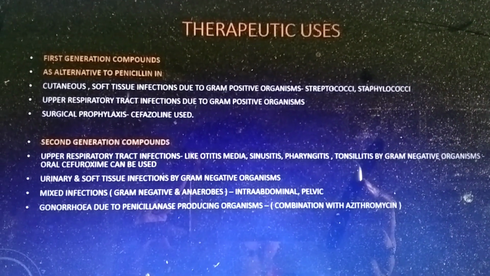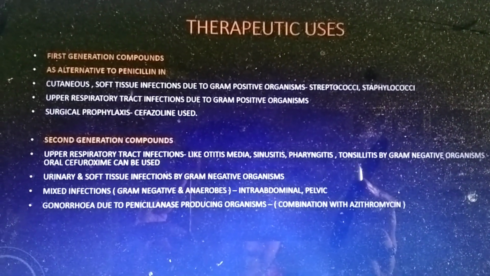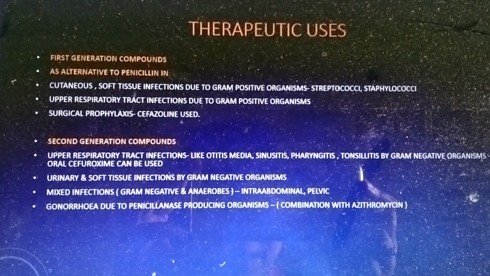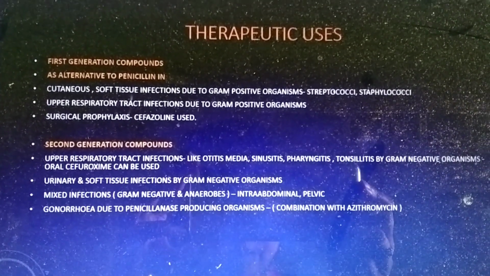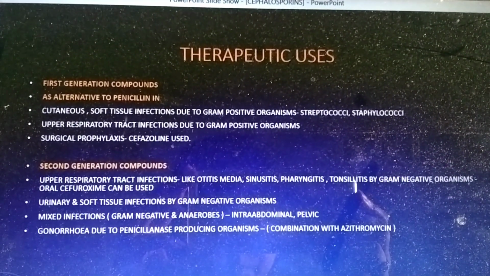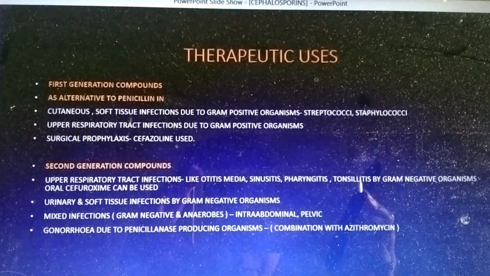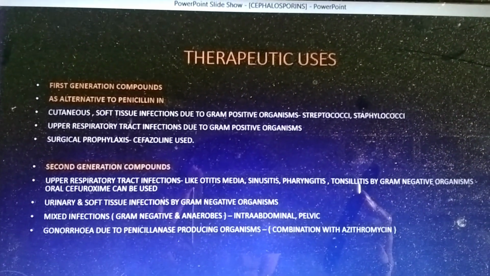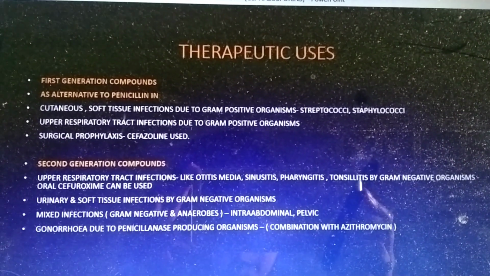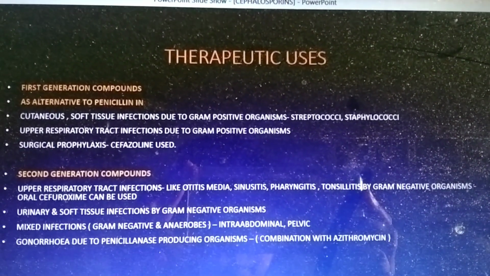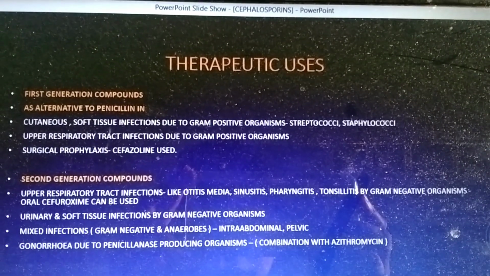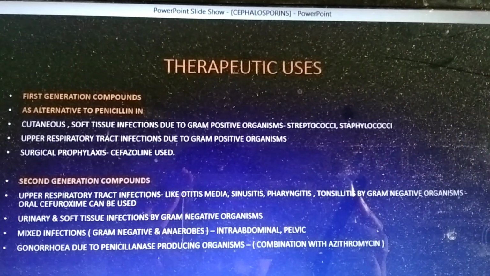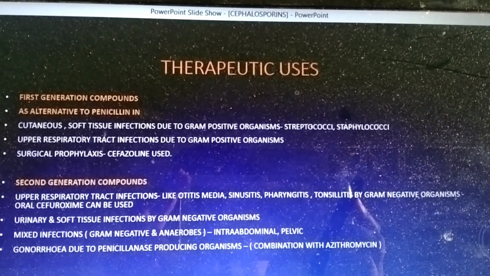Then upper respiratory tract infections like sinusitis, otitis media, pharyngitis, tonsillitis due to gram-positive organisms. And surgical prophylaxis, and for surgical prophylaxis, cefazolin can be used. So these are the uses of the first generation compounds, mainly for infections caused by gram-positive organisms.